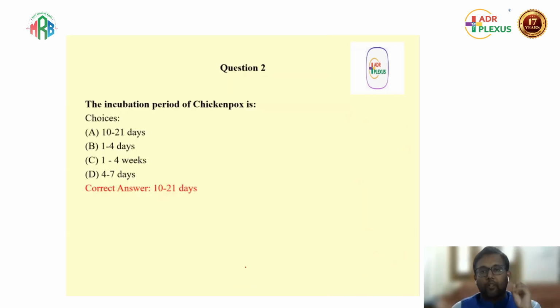Next, second question. It was straightforward: the incubation period of chickenpox. Normally, we can remember it is around 2 weeks. On average, it is around 14 to 16 days, but it can range between 10 to 21 days. So out of the options, 14 to 16 is nearer to 10 to 21. So this was our best option.